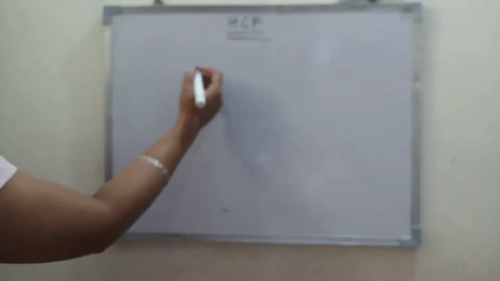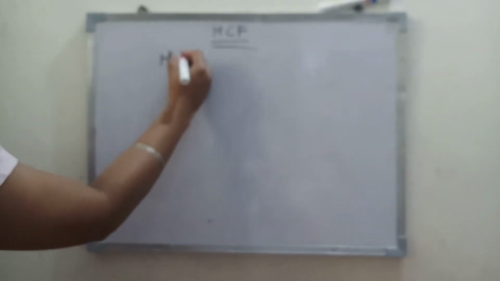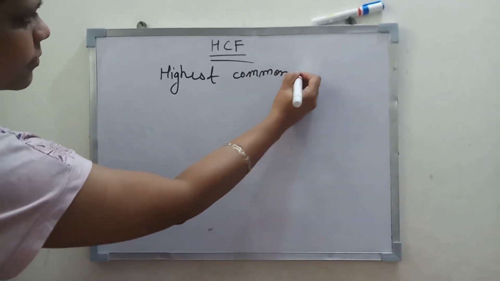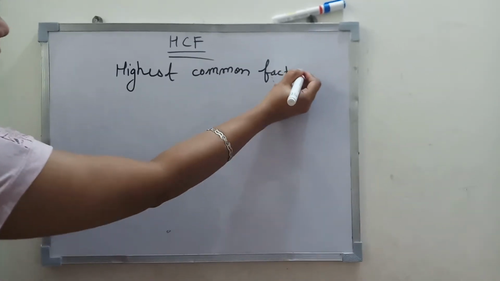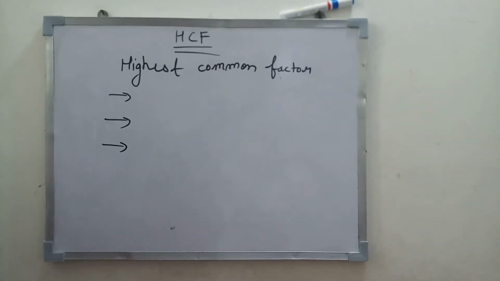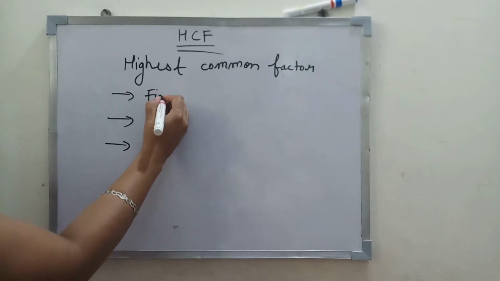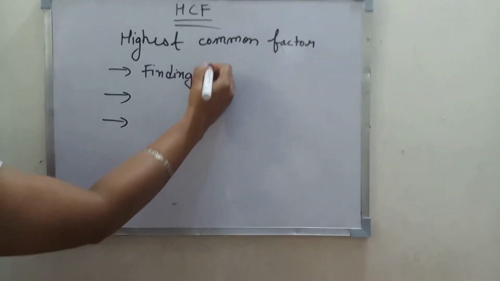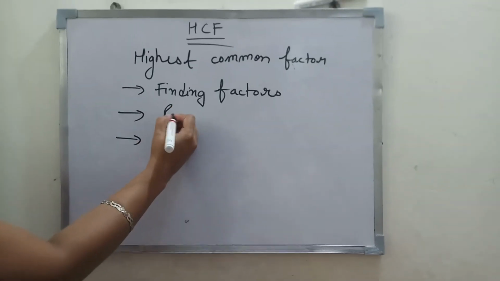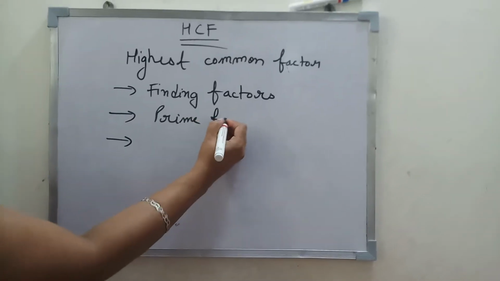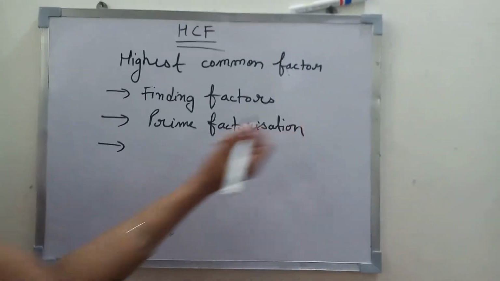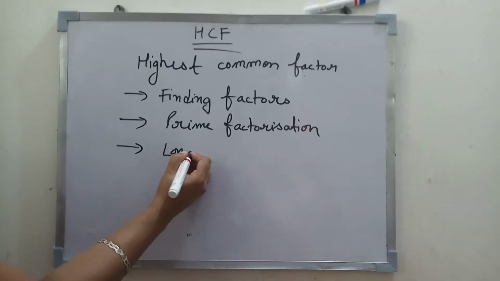Dear children, today we will discuss highest common factor. We have various ways by which you can find out the highest common factor. First method is by finding factors. Second is by prime factorization. And third is by long division.